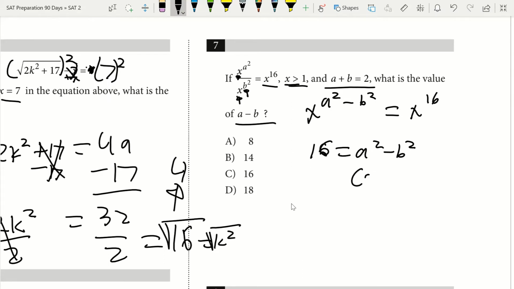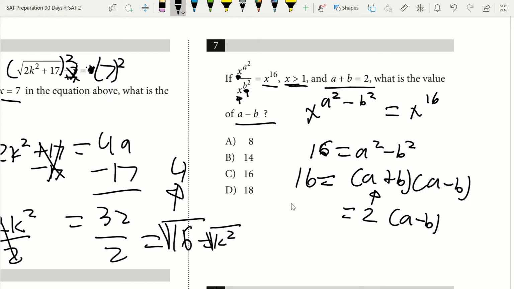Okay, I know that a squared minus b squared is the same as a plus b times a minus b, and that's got to equal 16. I know that a plus b is 2, so I can go ahead and plug in a 2 there. I've got to solve for a minus b, divide each side by 2, get rid of that. 16 over 2, that's going to give me 8 then. So 8 will be a minus b, so the answer there is going to be A for number 7.